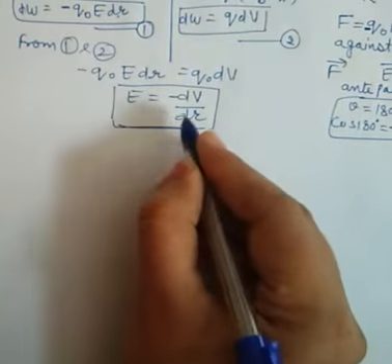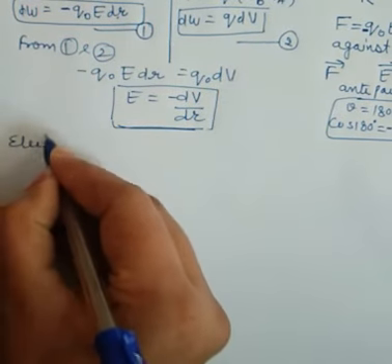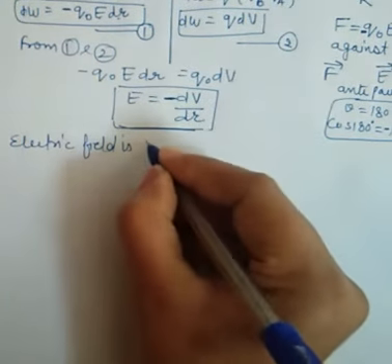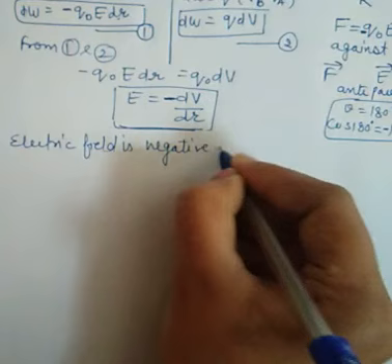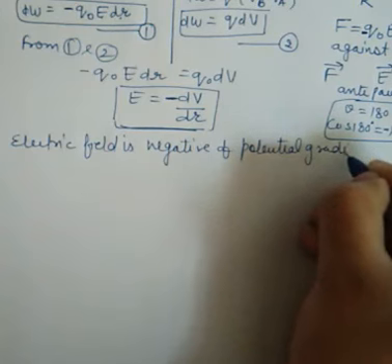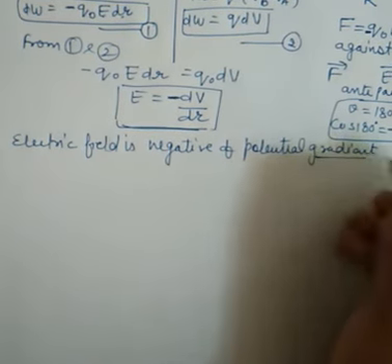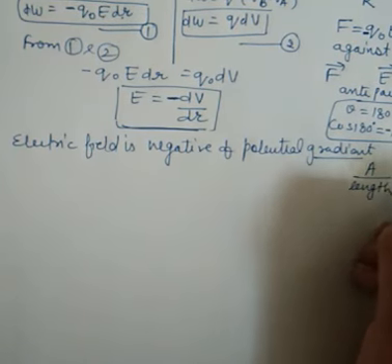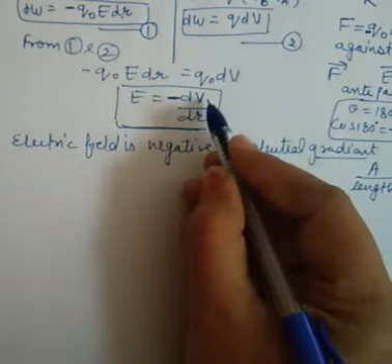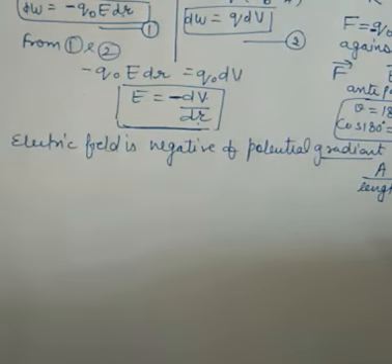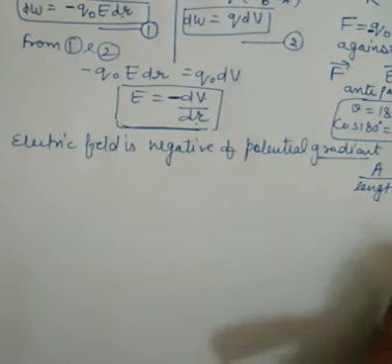So what do we call this mathematical form, that electric field is negative of potential gradient. Gradient means something upon length is known as gradient. So it is potential upon length, that is potential gradient. Okay, so what is the relation we have received? Electric field is negative of potential gradient.